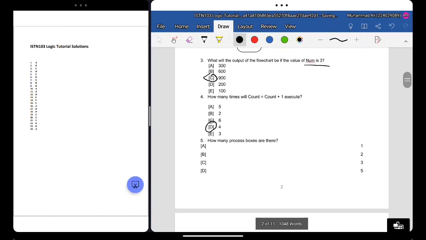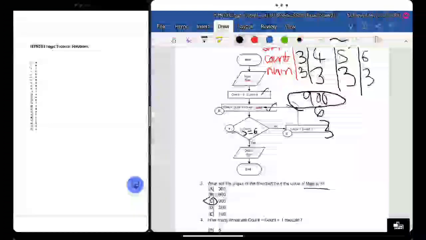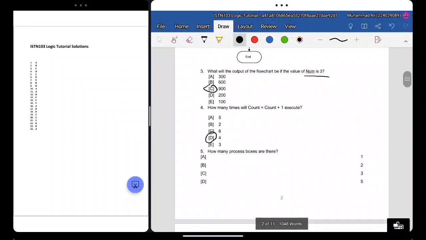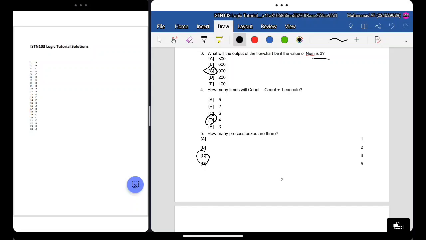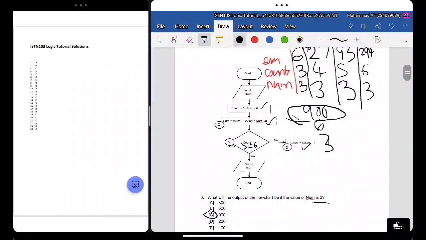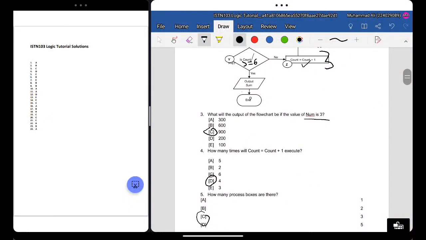How many process boxes are there? 1. Processes are, I told you, rectangles. 2, 3. Should be 3 processes, yeah? Should be C. Yeah, correct. Told you. See, input is a parallelogram, decision is that, and end is like an oval.